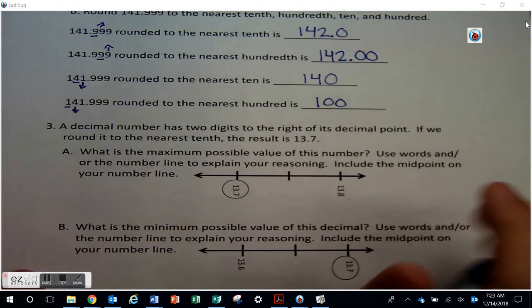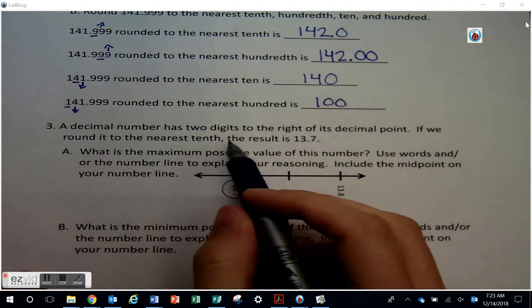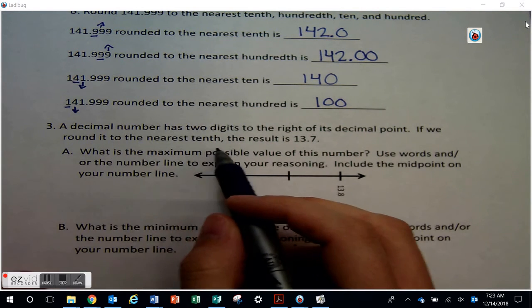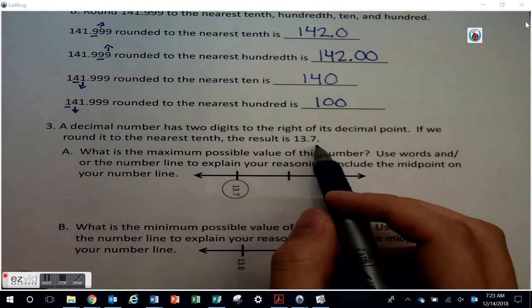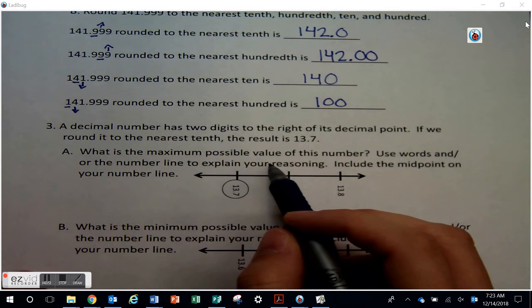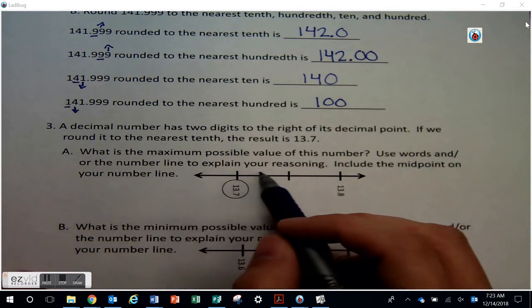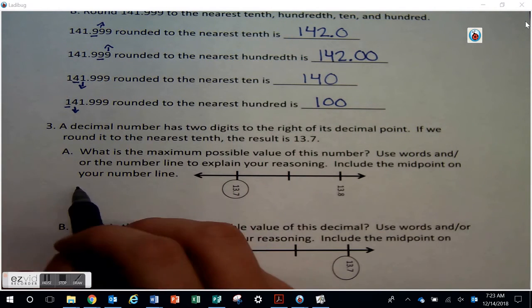Okay, a decimal number has 2 digits to the right of its decimal point. If we round to the nearest tenth, the result is 13 and 7 tenths. What is the maximum possible value of this number? Use words and or the number line to explain your reasoning. Include the midpoint on your number line.